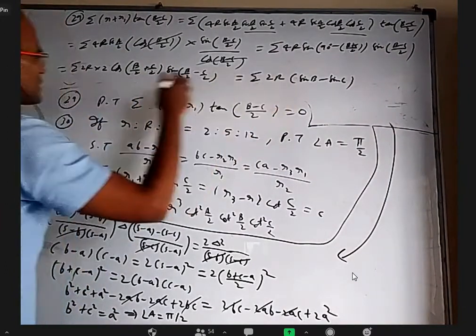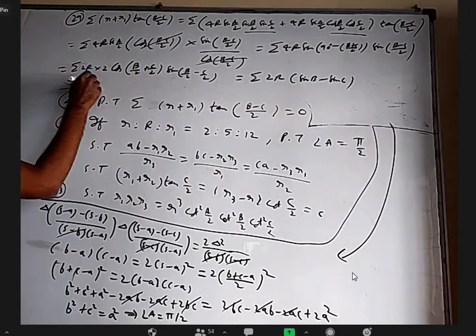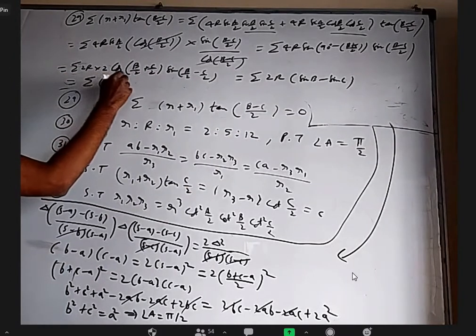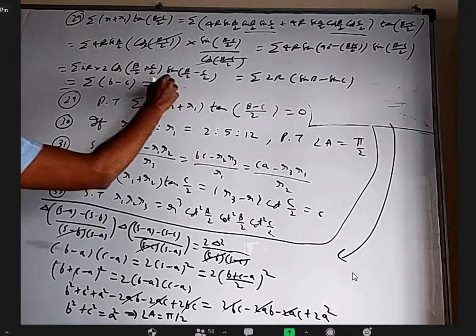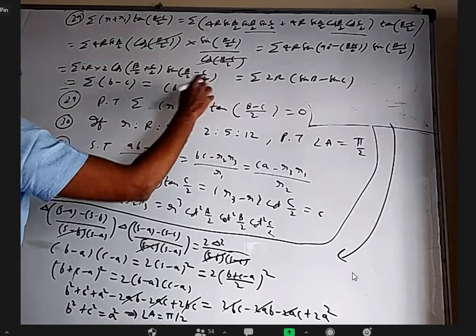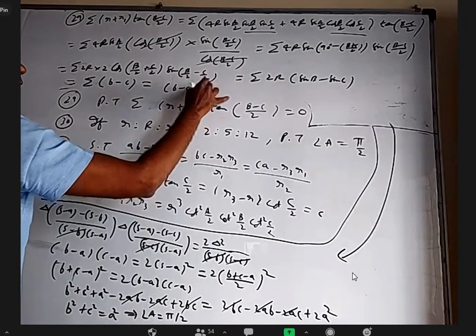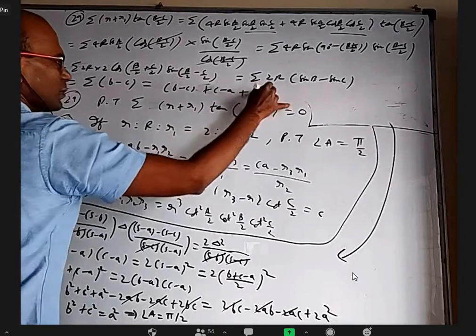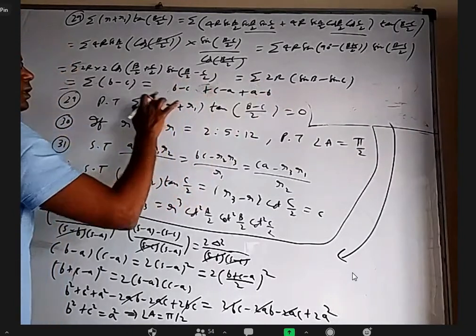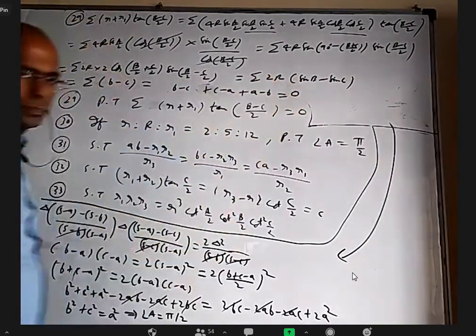When you take 2R inside now, 2R sin B is small b, 2R sin C is small c. Now we expand the sigma. We'll get B minus C plus C minus A plus A minus B. All will cancel, we'll get 0.